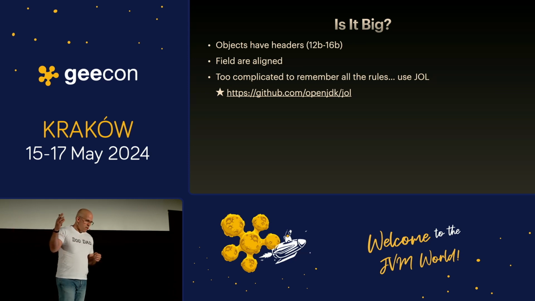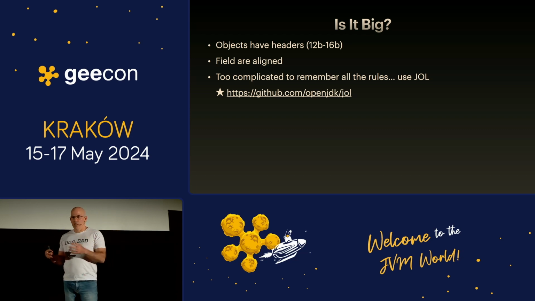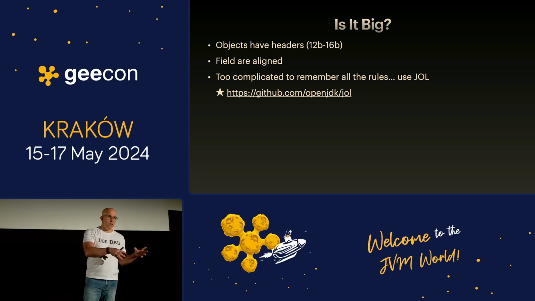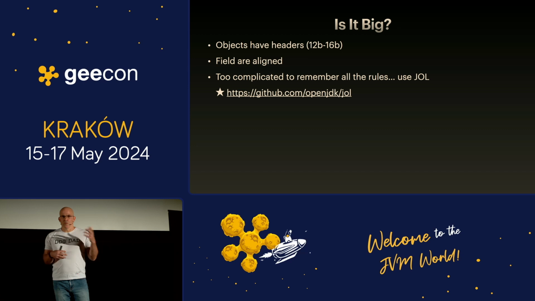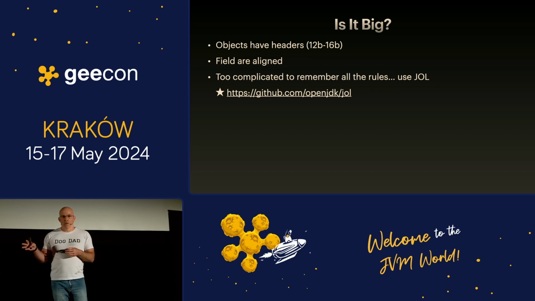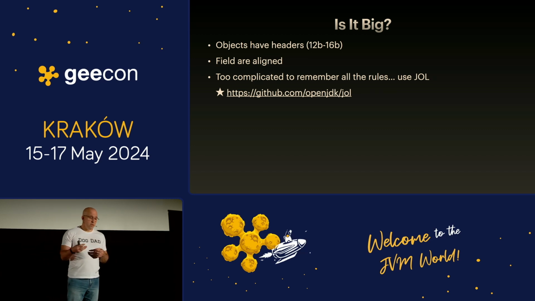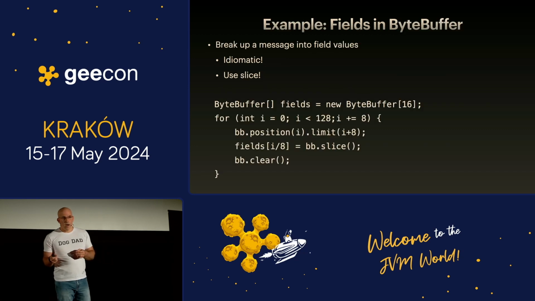A question that we all get asked from time to time: how big is an object? It's actually complicated because it depends on the JVM, the mode it's running in, the size of the heap sometimes, and which GC you're using. Don't worry about it. You can use JOL, which is an OpenJDK project, to print out the layout and the size of a given object. So we're going to do just that.